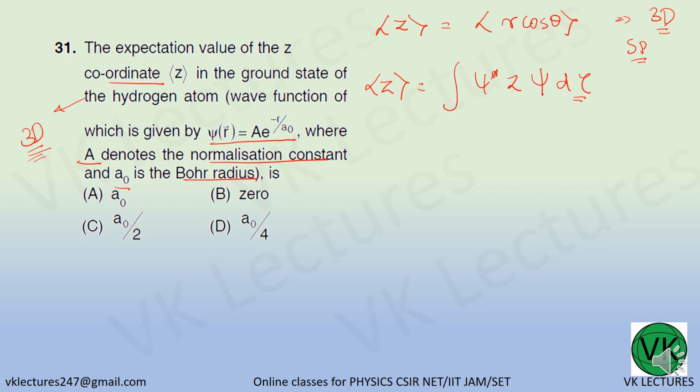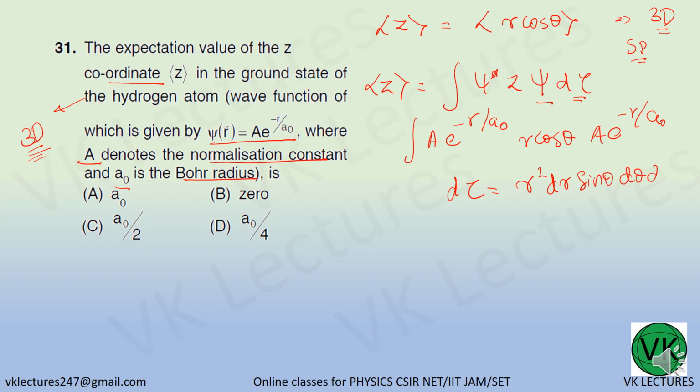Now what is psi? Psi is nothing but A e power minus r divided by a naught. Integral A e power minus r divided by a naught, z is nothing but r cos theta, into psi, which is A e power minus r divided by a naught, into d tau. What is d tau? d tau is equal to r square dr sin theta d theta d phi. R square dr sin theta d theta d phi is the small volume in three-dimensional spherical polar coordinates.